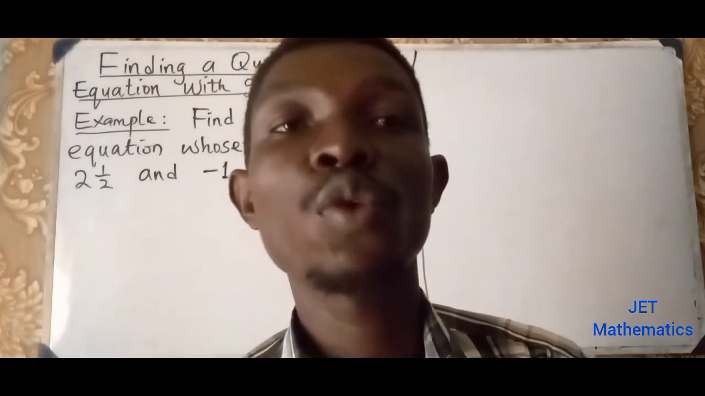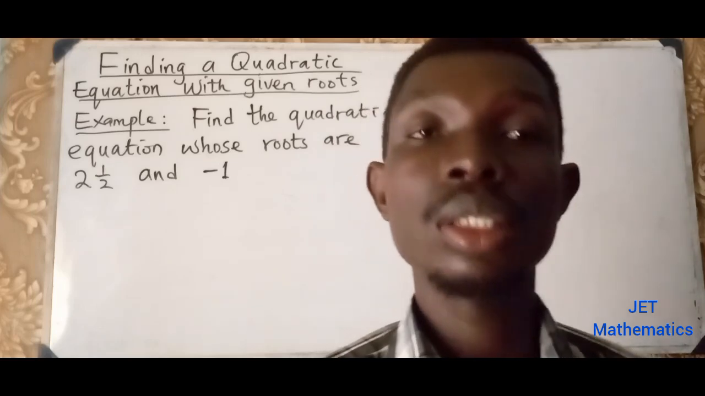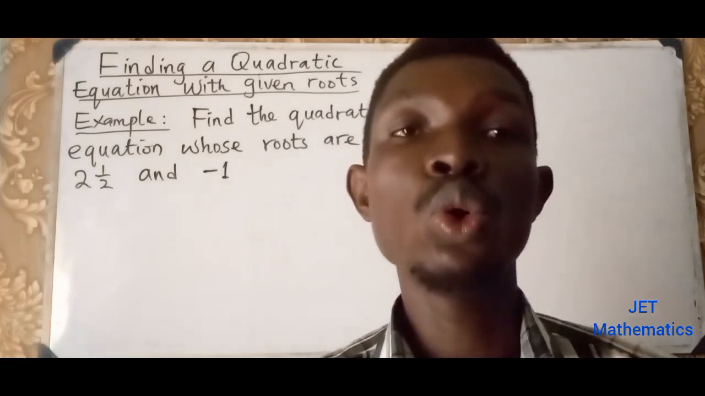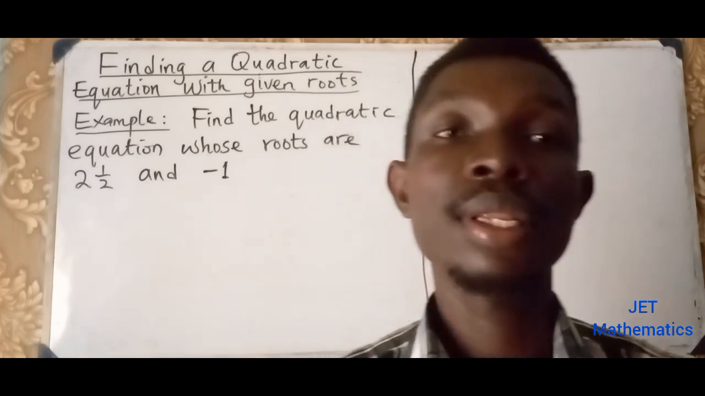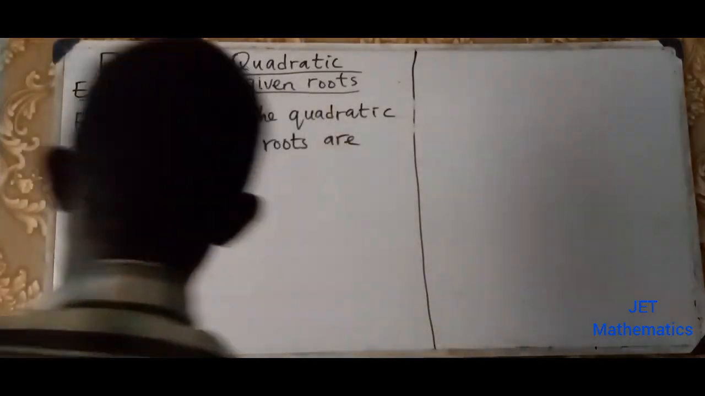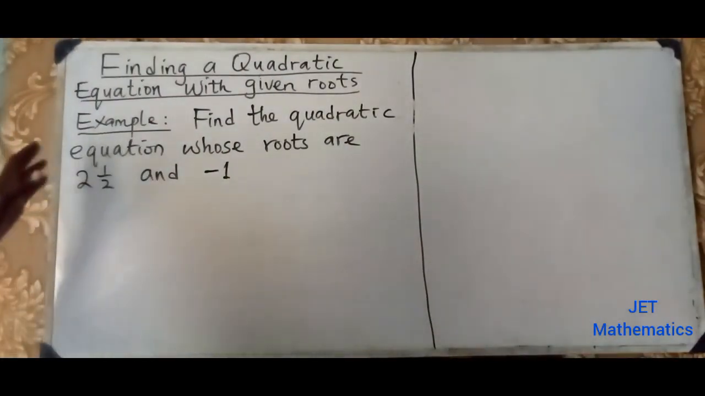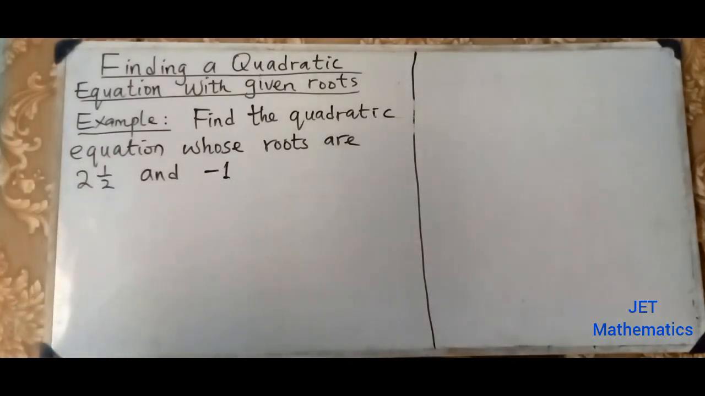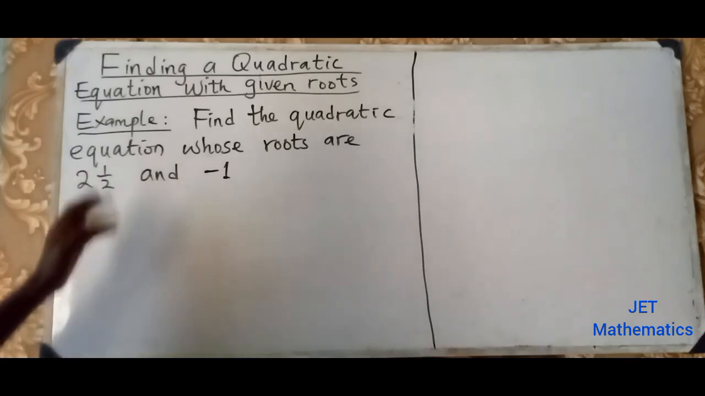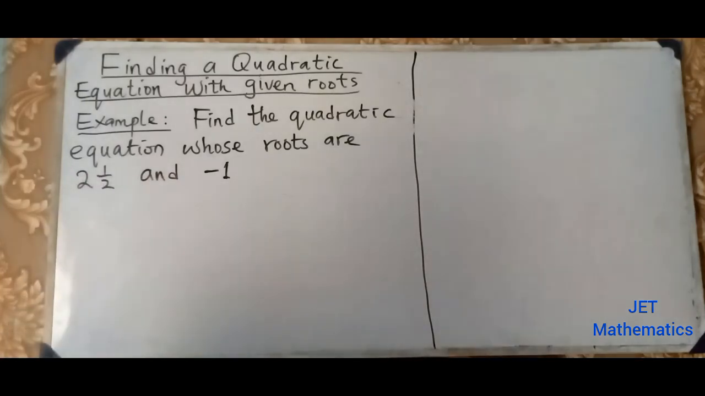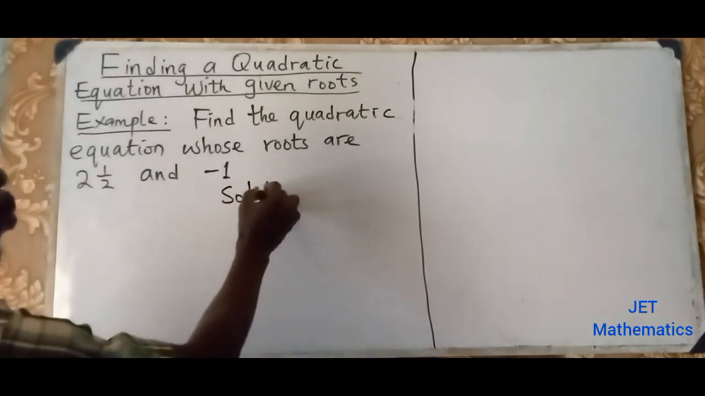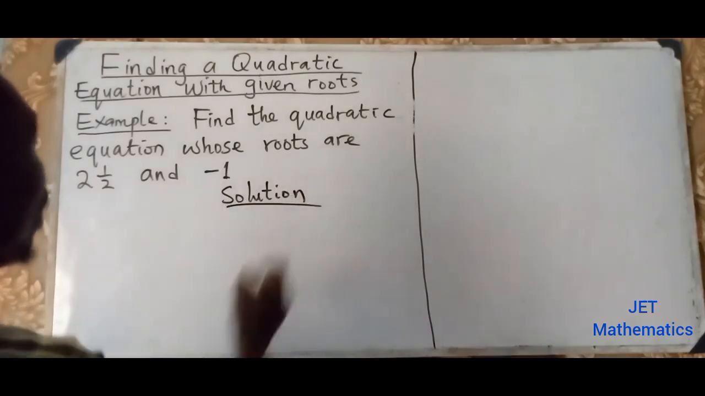Still on the series of quadratic equations. Today we'll be finding a quadratic equation whose roots are given. In this video, we have a question. It says, find the quadratic equation whose roots are 2 and 1/2 and minus 1. Alright, we'll quickly solve this.